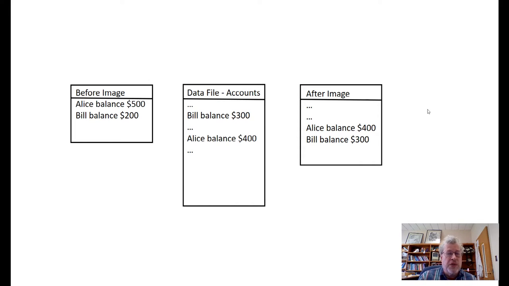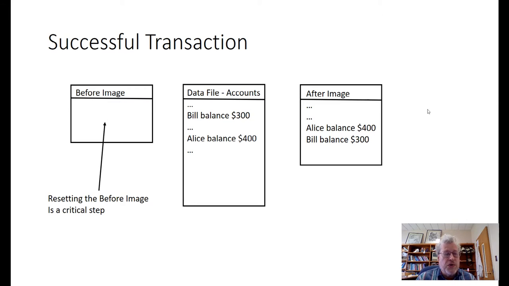So let's look at what a commit looks like. To commit, all we do is we reset the before image file. That's our critical step in a successful transaction. This indicates to us that there's no old images that should be taken into account, that we're completely up to date. And all of the changes that need to be made in this transaction have been made in the data file, so we're good. We can now discard the before images, and we still have our after images in case we need to restore things. We'll talk more about that in a second.